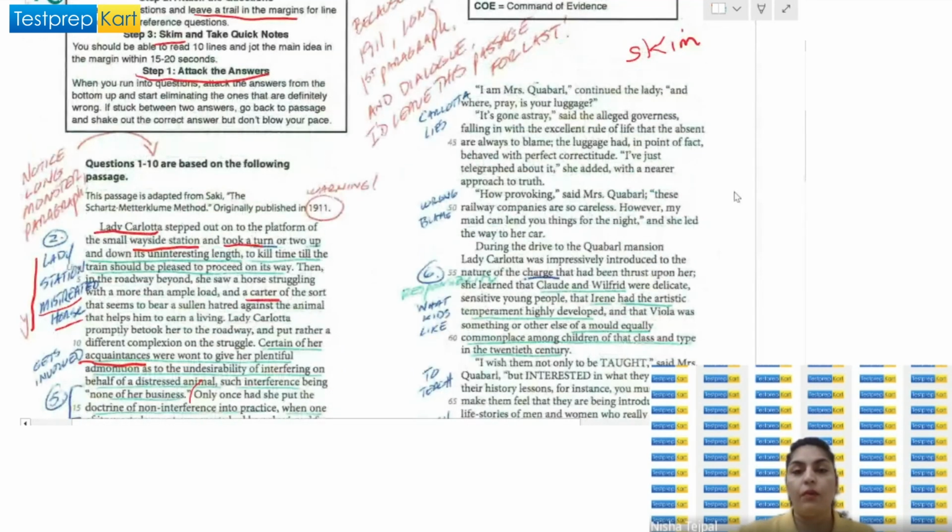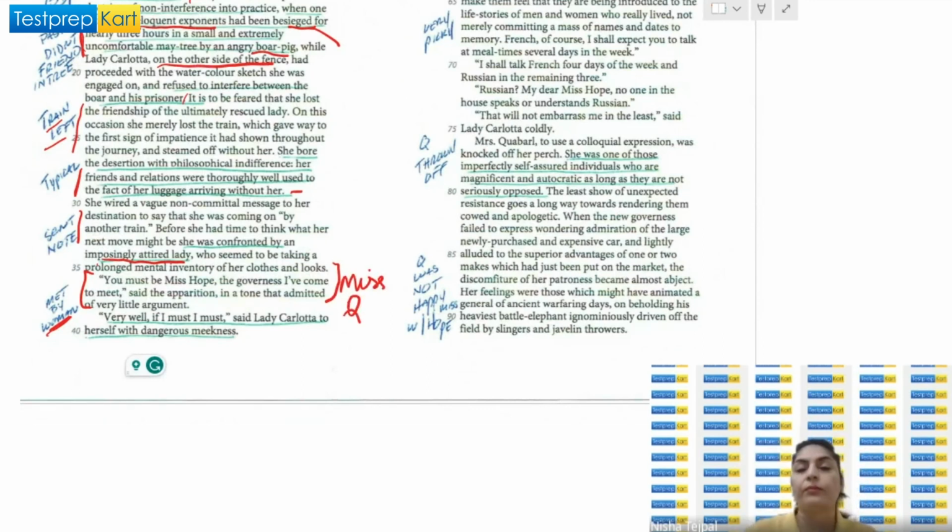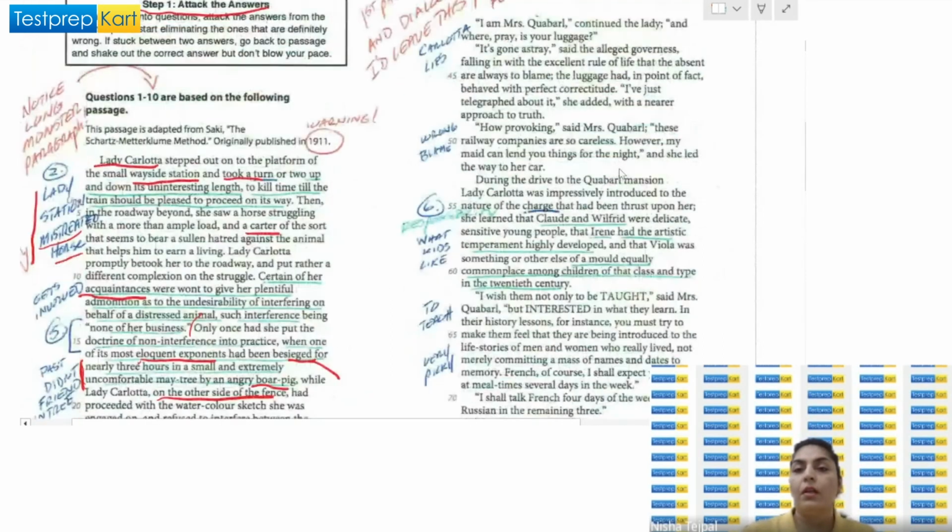Moving forward with the passage. "I am Miss Quabal," continued the lady, "and where is your luggage?" Now, Miss Quabal. So this new lady's name is Miss Quabal. Now she's asking Miss Carlotta, where's your luggage?